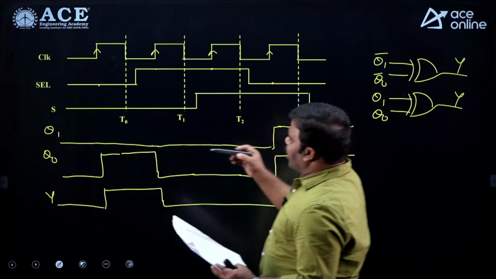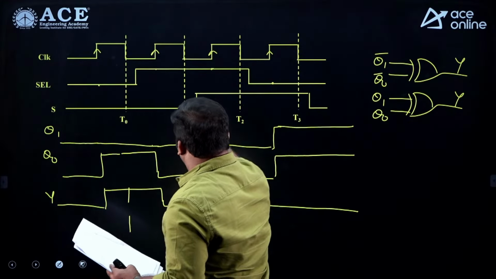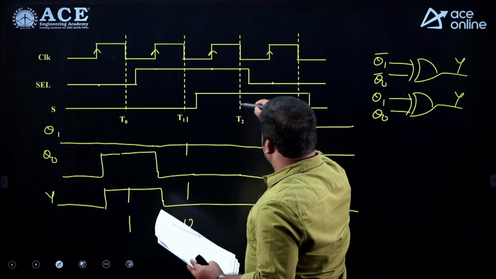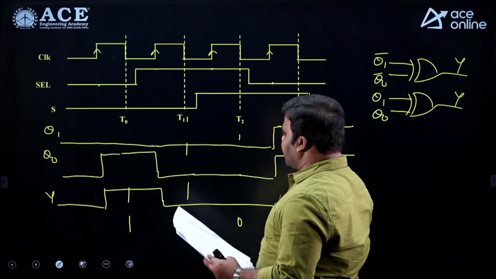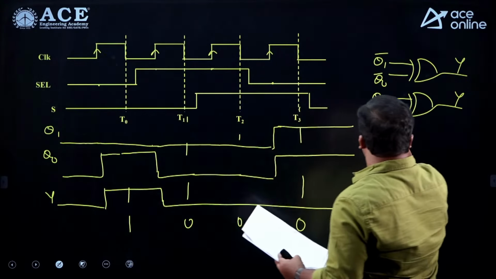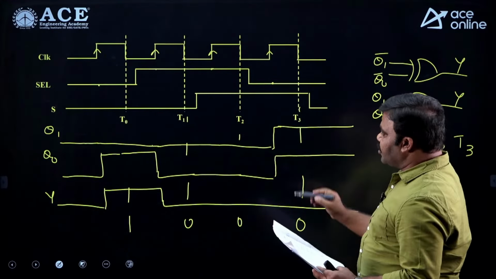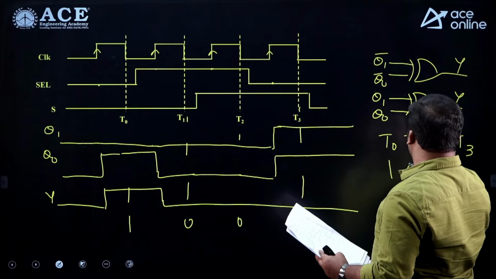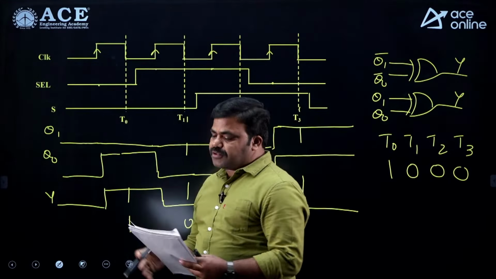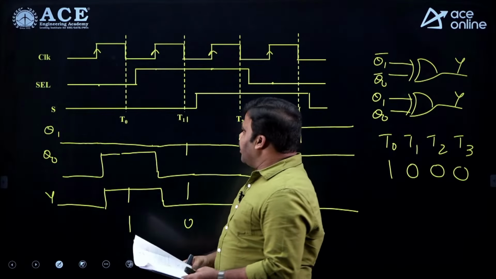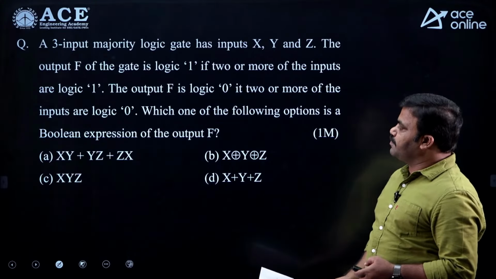So, if you observe, at T0 it is going to be 1, at T1 it is going to be 0, at T2 it is going to be 0, at T3 it is again 0. So, at T0 it is 1, T1 is 0, T2 is 0, T3 also 0. This is what we get according to the waveforms we have as per memory. So, let us see the next question.